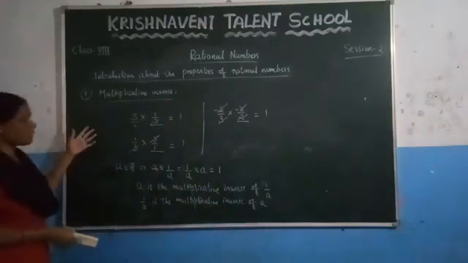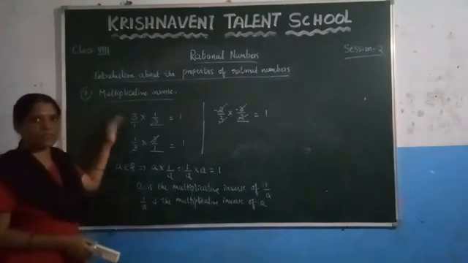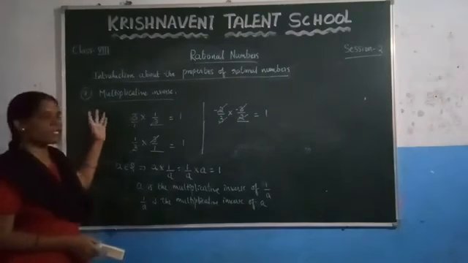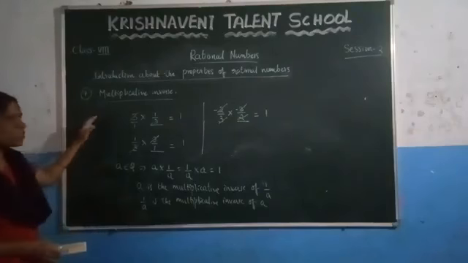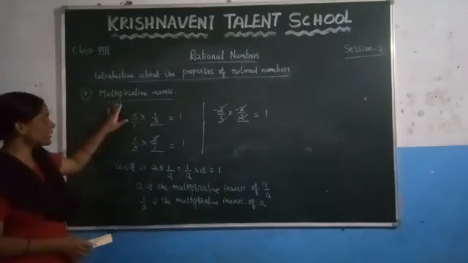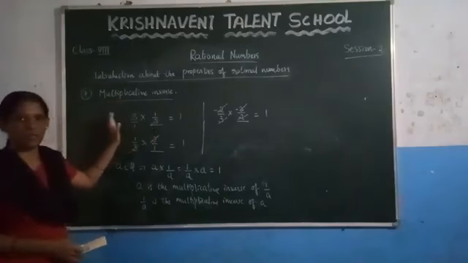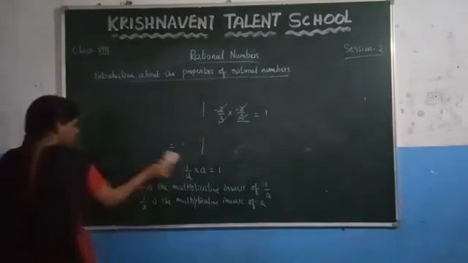In the examination they will ask what is the multiplicative inverse of 5. Then you can mention it as 1 by 5. Suppose they ask what is the multiplicative inverse of 2 by 5. Then you can write it as 5 by 2. Just write the reciprocal of the given number so that you get the multiplicative inverse of the given number. The next property, which is the last property, is the distributive property.